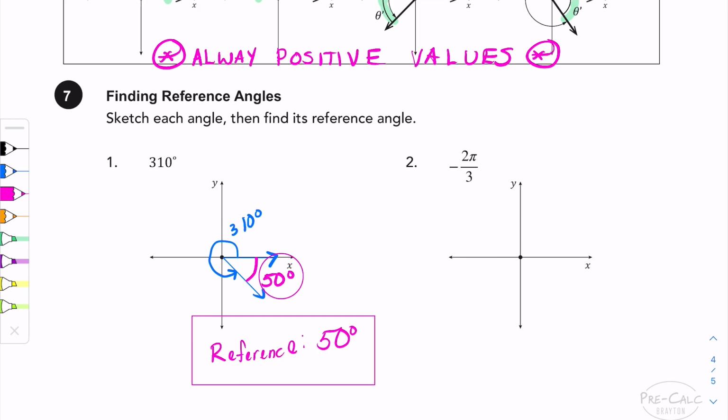Okay, it returns to the closest x-axis, and reference angles are always less than 90 degrees and always positive. Number 2 is negative 2 pi over 3. So we're going to quickly convert this to degrees by multiplying by 180 over pi. And you're left with a negative 120 as the angle that we need to graph. So negative 120 is 60 degrees shy of 180.